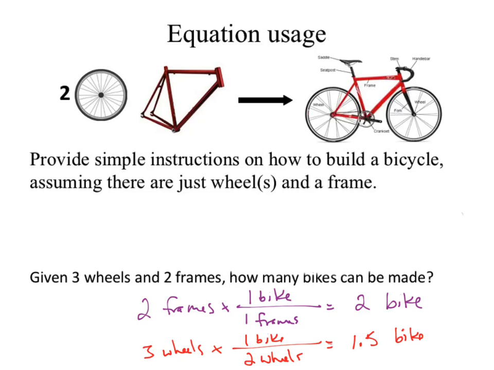So instead of using that really big number, I'm going to use a different scaling factor. I'm going to use 1,000. This wasn't 2 frames. This was 2,000 frames. That wasn't 3 wheels, that was 3,000 wheels. If I now go through and look at my answer, I would have 2,000 bikes, or I would have 1,500 bikes. But because this is a science class, let's use scientific notation.